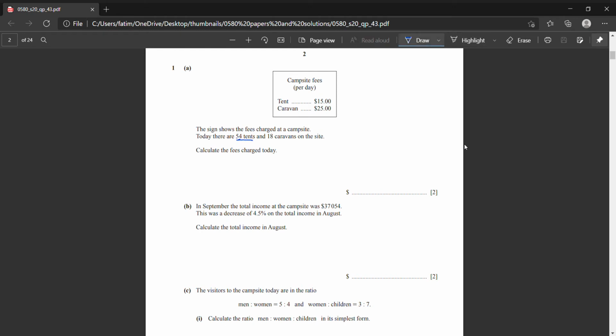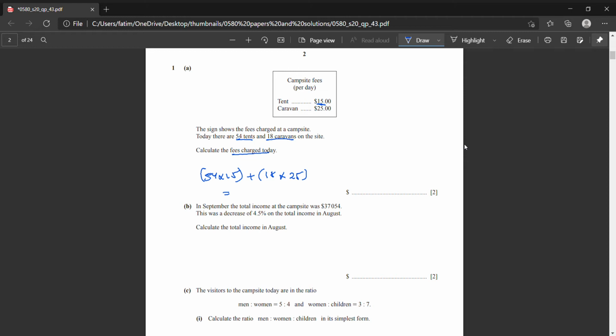Today there were 54 tents and 18 caravans on site. Calculate the fees charged today. So the cost of one tent is 15. So the total number of tents cost would be 54 into 15. And because we're calculating the fees charged today, it will be for the tents and the caravans. So there are 18 caravans. The cost of 18 caravans will be 18 into the cost of one, which is 25. So you sum that and you get the total cost on the calculator.